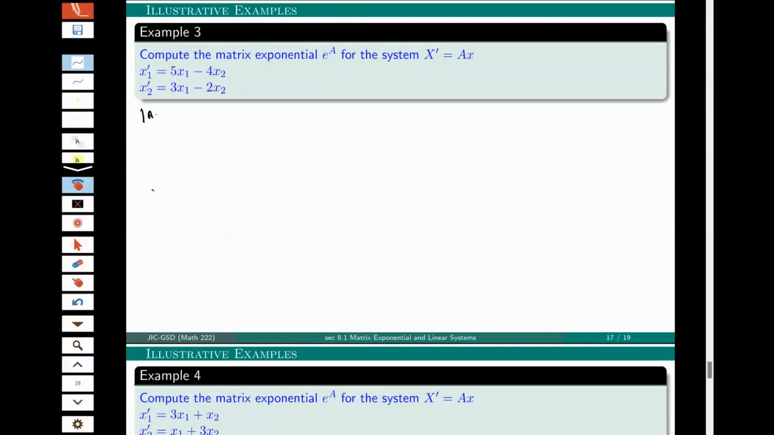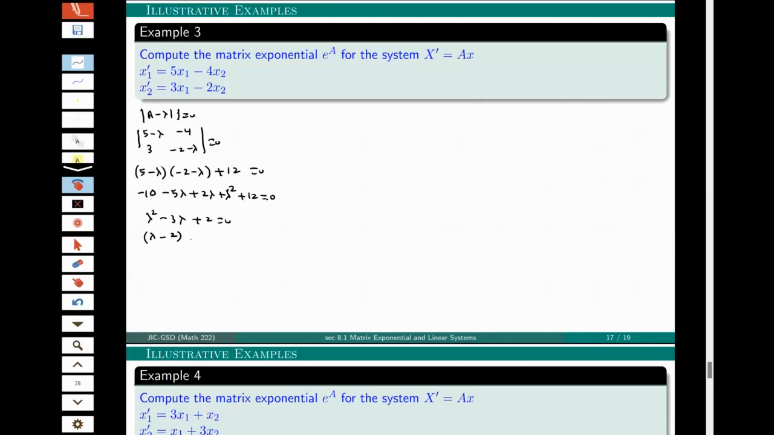So that will be first A minus lambda I equal to 0. So I will have 5 minus lambda, minus 4, 3, minus 2 minus lambda equal to 0. 5 minus lambda times minus 2 minus lambda plus 12 equal to 0. So it will be minus 10 minus 5 lambda plus 2 lambda plus lambda squared plus 12 equal to 0. So I'll have lambda squared minus 3 lambda, and that will be plus 2 equal to 0. It's just repeating same idea again.